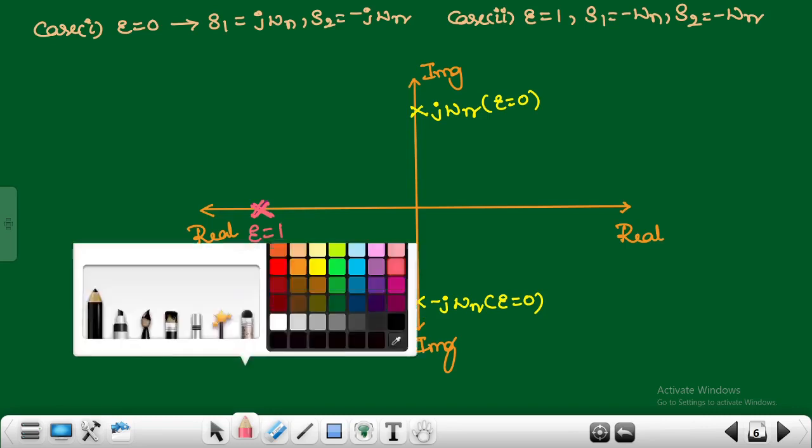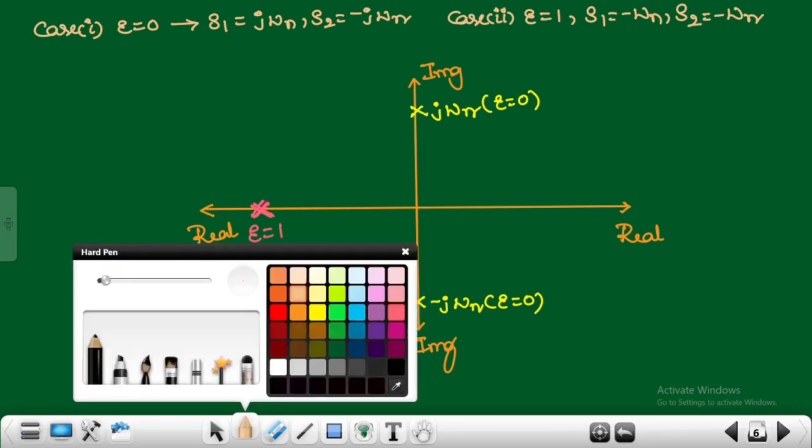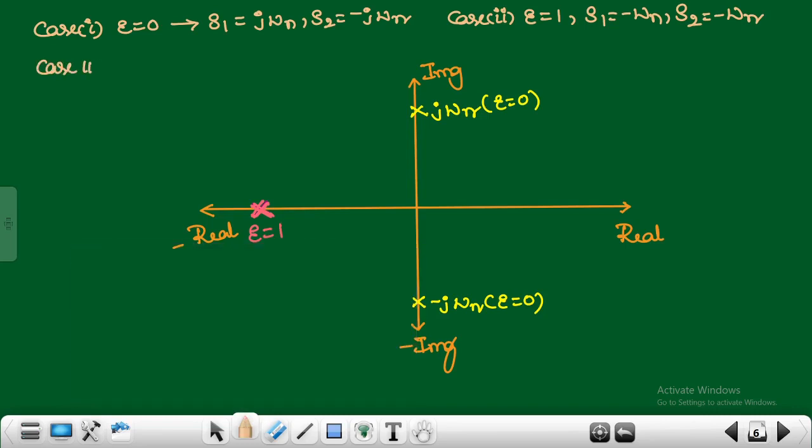Next we have considered another case, that is case 3. What is case 3 we have taken? That is the range 0 less than zeta less than 1. How will the roots be? Roots are complex conjugate roots. You are getting complex conjugate roots. How the nature will be, we have already told.